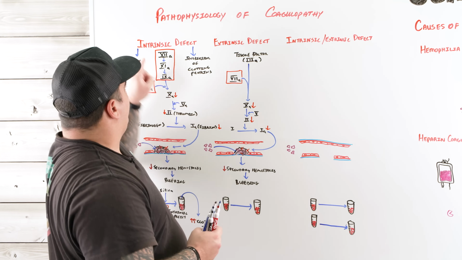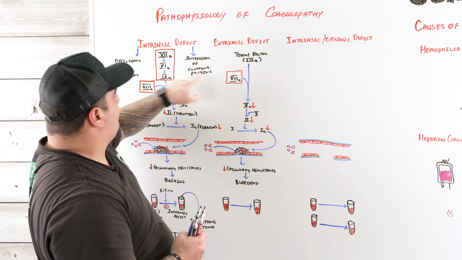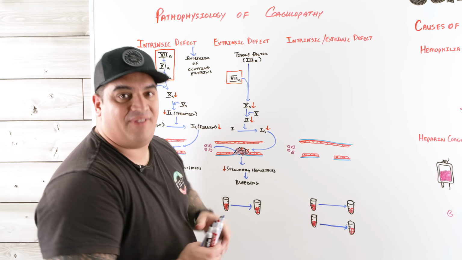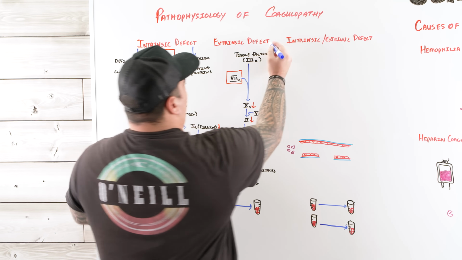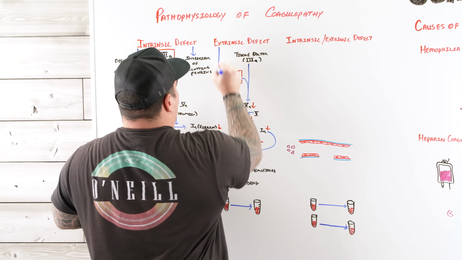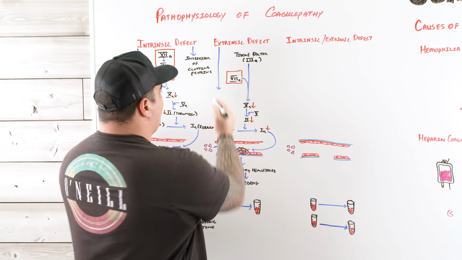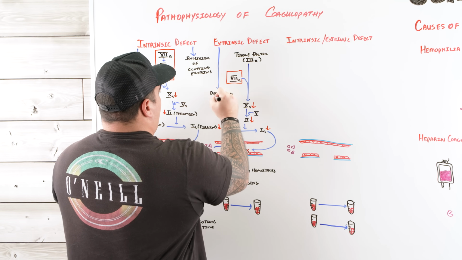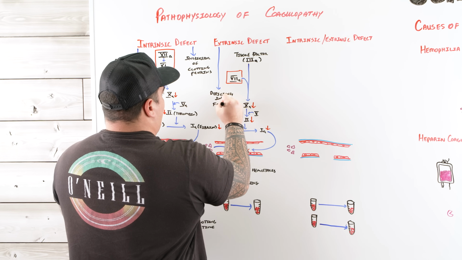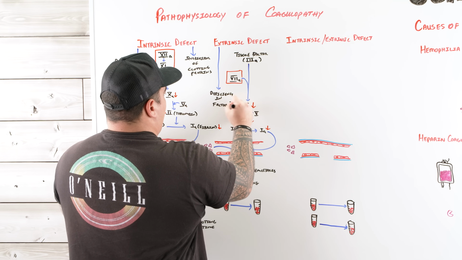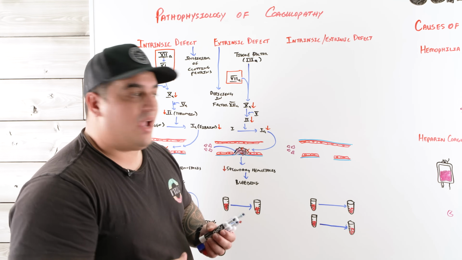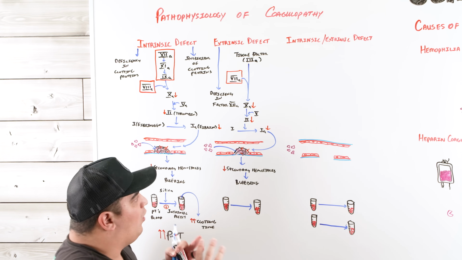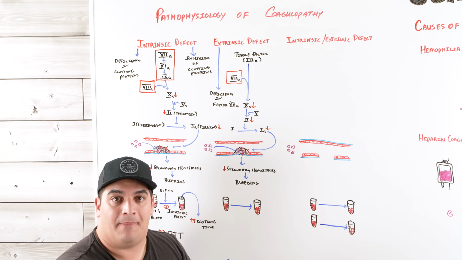Now, real quick, intrinsic defects could be due to inhibitors or deficiencies. Extrinsic defects are primarily due to deficiencies. All right, so it's quite important to remember that this one is usually due to a deficiency in factor 7. That is important to remember, okay? Now, here's what's really cool. Factor 7 is the big one that we need to know for the extrinsic pathway.